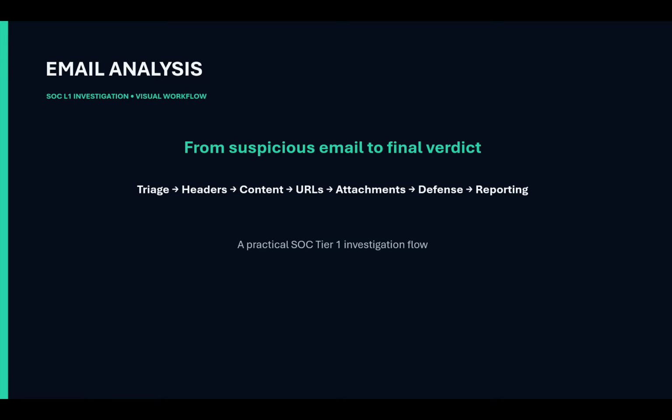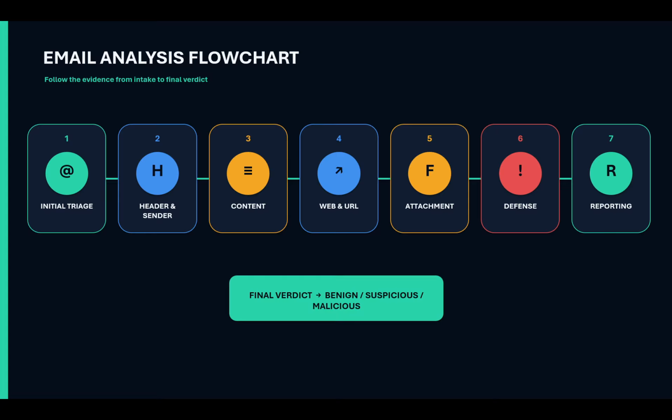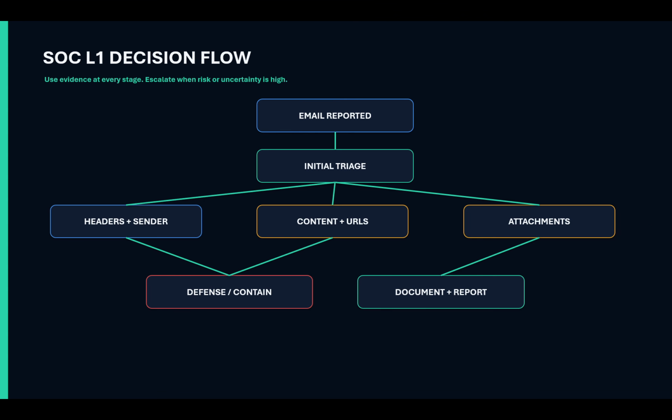Hello everyone. Today we are going to see how email analysis is done in the SOC workflow. Email analysis has 6 to 7 steps: initial trigger, header and sender analysis, content analysis, web and URL analysis, attachment analysis, and defense and reporting. This is the workflow of the email analysis.